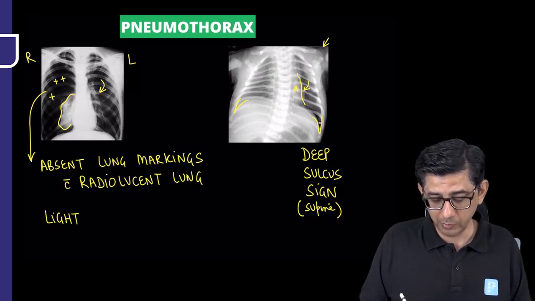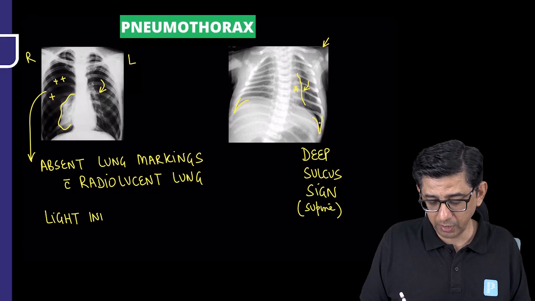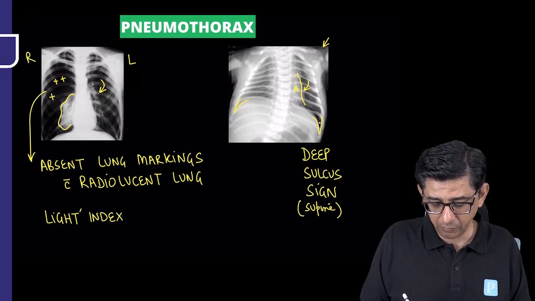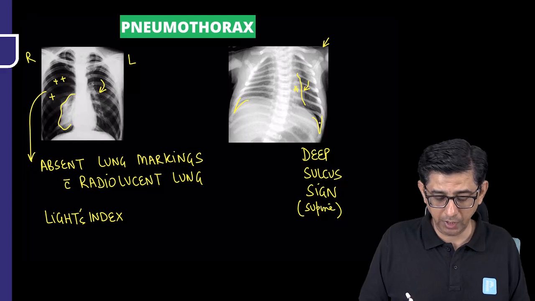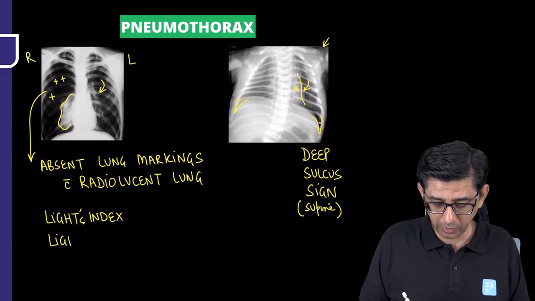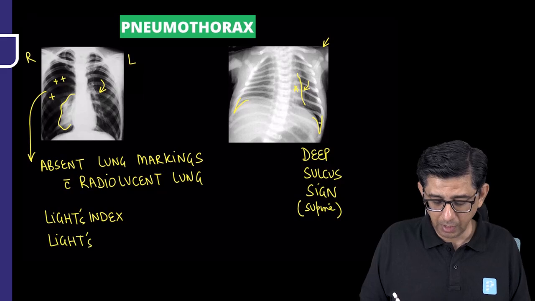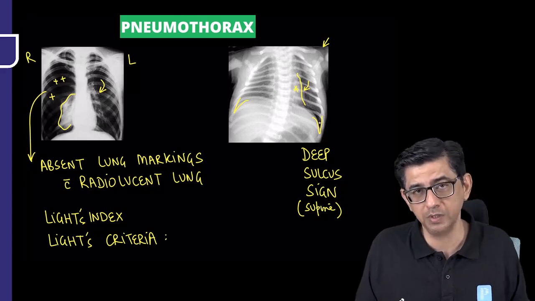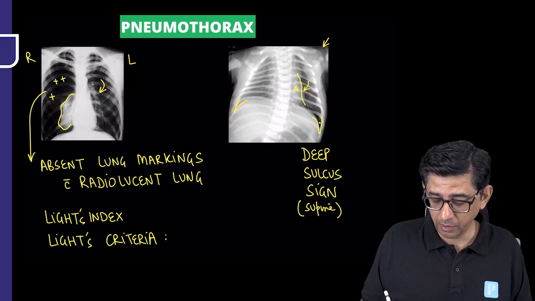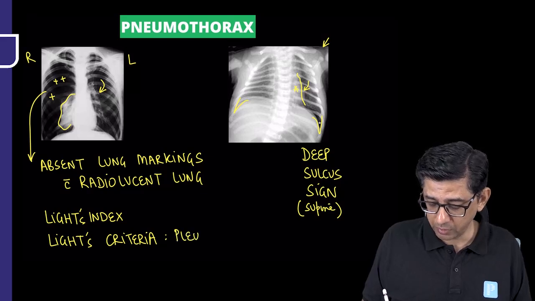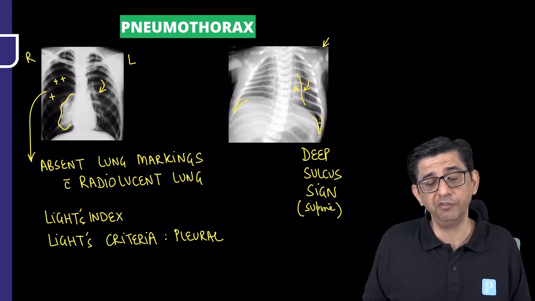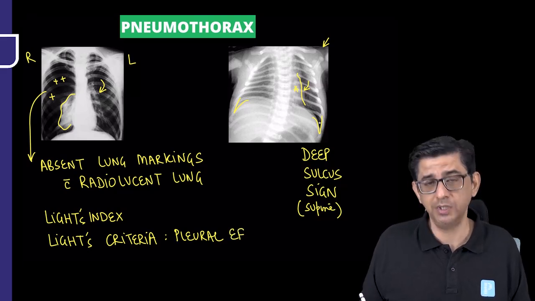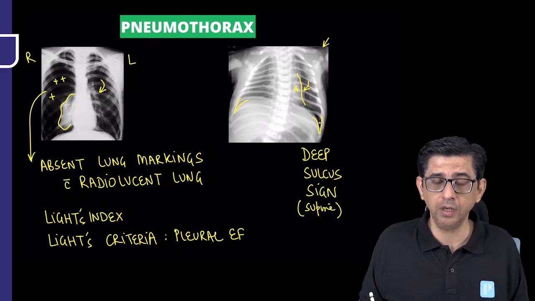And from the radiological perspective, he decided to ask regarding Light's index. Now, a lot of guys who sat for the exam told me, doctor, we thought that this was Light's criteria, and they did not read the question carefully. Sometimes, in fact, I can say more than 50% of the time, we make silly mistakes in the exam. Light's criteria are for pleural effusion. Light's criteria are used to identify whether the pleural effusion is a transudate or an exudate.